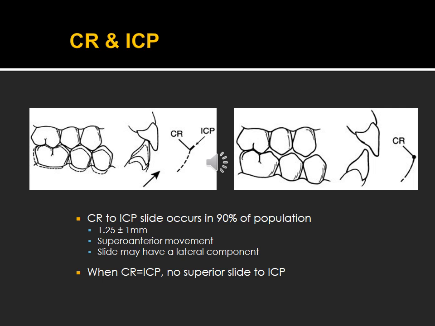So the teeth are in their maximum intercuspation when we have the centric relation, where the condyle is in the most superior anterior position in the joint. Okay, so in 90% of the population we have a slide from the centric relation, which is more posterior. We have to slide a little bit anterior and superior to reach our intercuspal position.